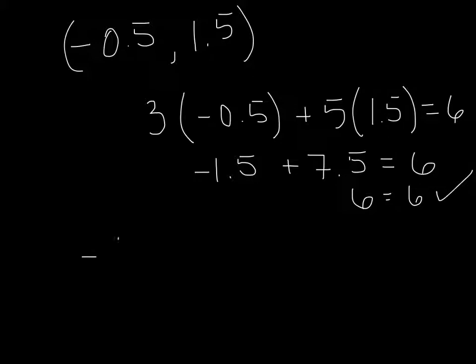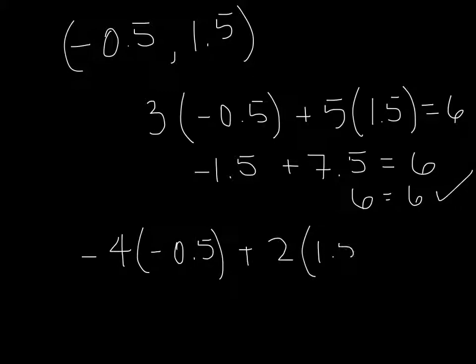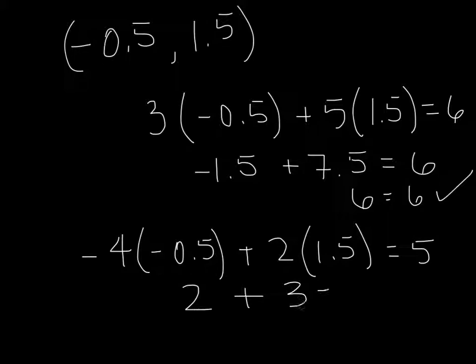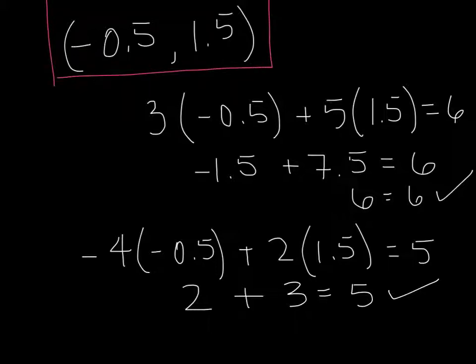And the other equation, negative 4 times negative 5/10 plus 2 times 1 5/10 is supposed to equal 5. 4 halves is 2. Negative times a negative is a positive, so that is 2. Plus 2 times 1.5 is 3. And 2 plus 3 equals 5. That also checks out. So our solution to this system is negative 1/2, comma 1.5.